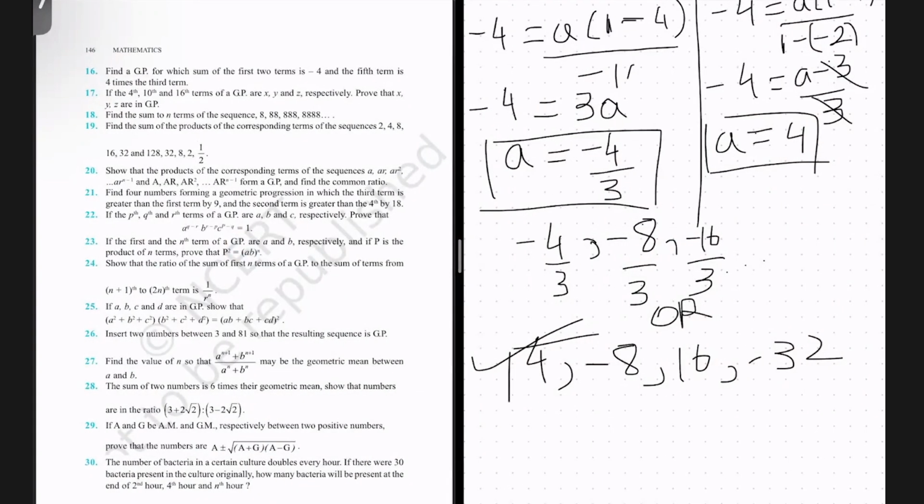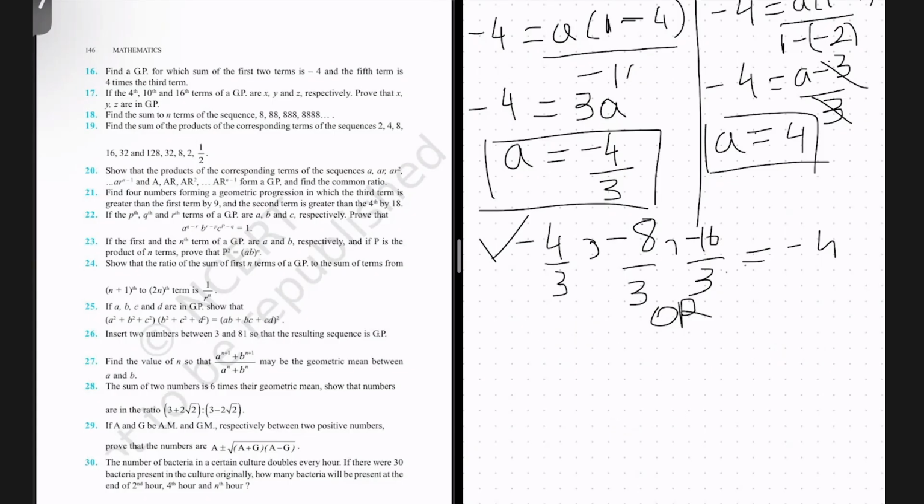And why is that? Why do we have multiple solutions? Because the conditions that we have been given are of the form that multiple things could satisfy that. So if you add -4 by 3 and -8 by 3, you are going to get -4 here. And if you add 4 and -8, you are also going to get -4. So both of these GPs are going to satisfy your condition, and that is why you have two answers as being solutions to this particular question, right? So that was the 16th question for you guys.